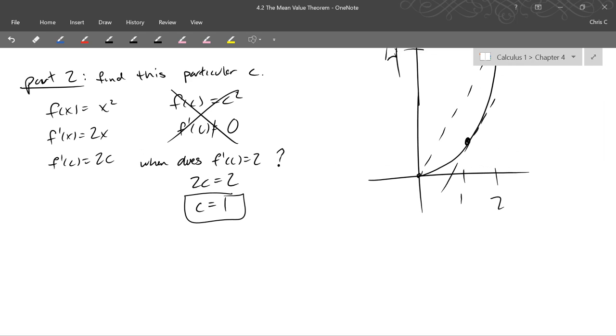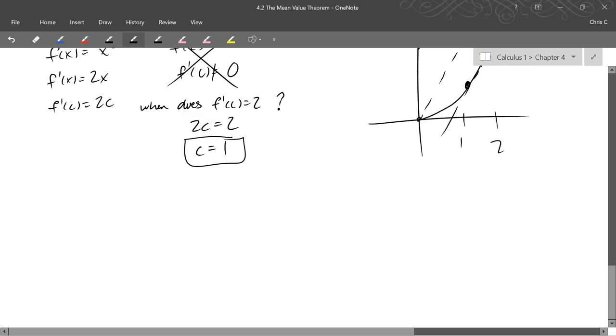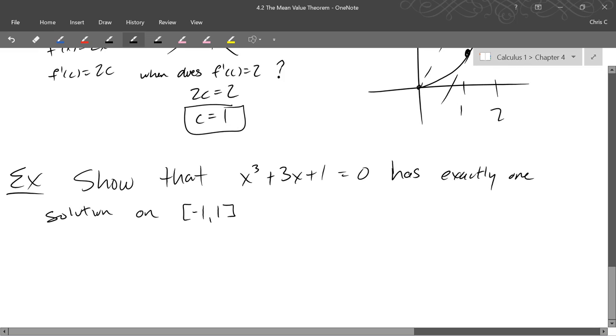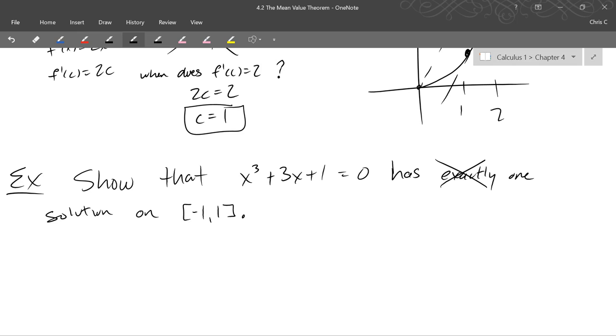Okay. So that is one type of question I can ask. There is a second type I can ask you. And this type is way more complicated, although it looks very innocent. So I believe that we had this exact problem back in the intermediate value theorem section, except it was missing that word. So show that that has one solution on negative 1 to 1.